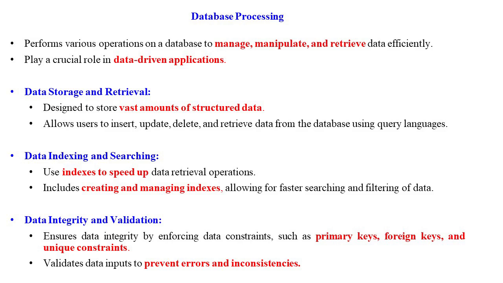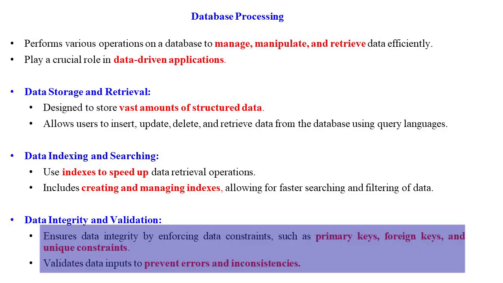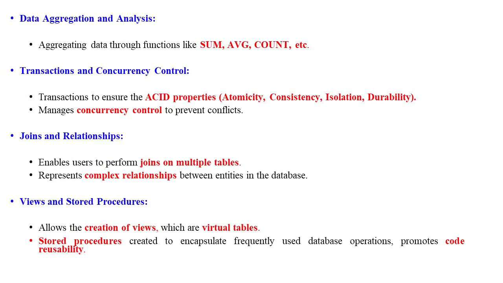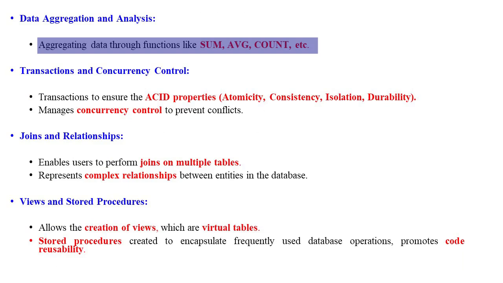Data integrity and validation. Database processing ensures data integrity by enforcing data constraints such as primary keys, foreign keys and unique constraints. It also validates inputs to prevent errors and inconsistencies. Then, data aggregation and analysis. The important feature that you come across in database processing is that it supports aggregating data through functions like sum, average, count, etc. This helps in the generation of reports, statistical analysis and data summaries.